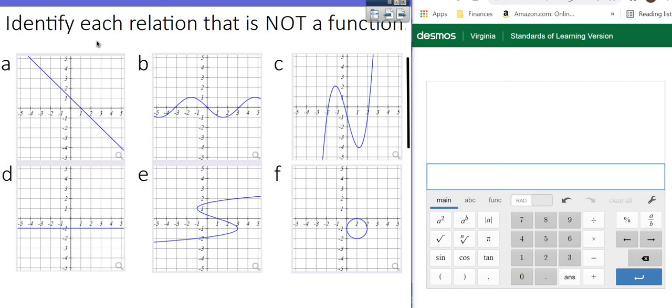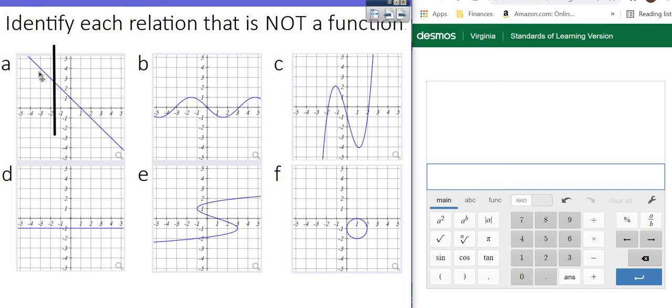Okay, so this is the last video for Flashback 12 review. It says identify each relation that is not a function. So that's what we're going to have to be careful with. The first thing we're going to do is when you have graphs like this, you're going to need to use the vertical line test.